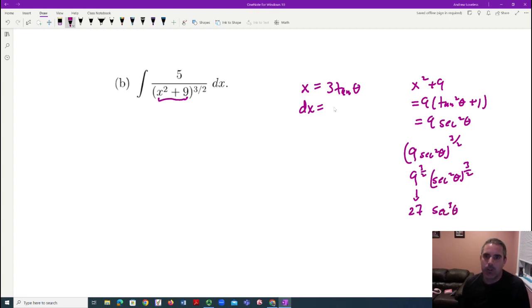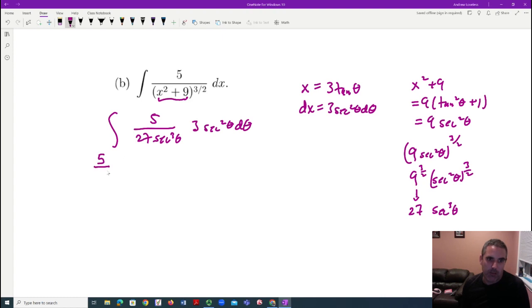All right, and then I also need the derivative. This is secant squared of theta d theta, and then we're ready to go. This is the integral. It's 5. We just figured out that the bottom is going to be 27 secant cubed of theta, and that this is going to be 3 secant squared of theta d theta. And then if I was writing this, I would write 5/9.